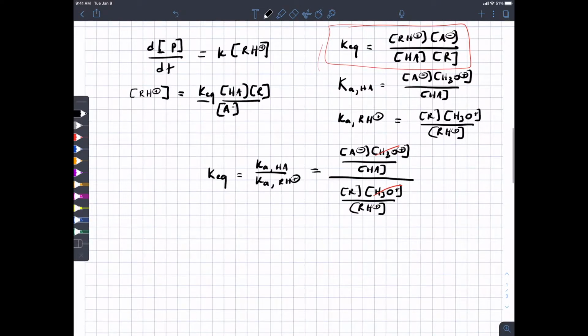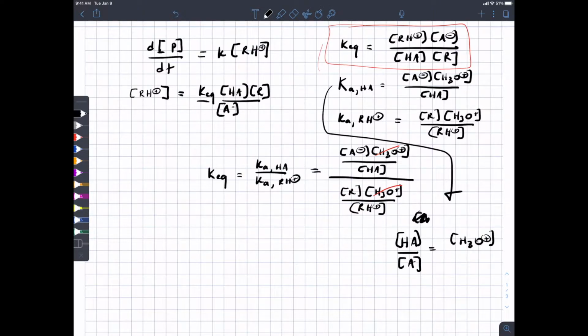Okay, go back to your definition for Ka of your acid and notice that HA over A minus equals H3O plus divided by Ka for my acid. Do you see how we can get from there to there? It's just a little bit of algebra.